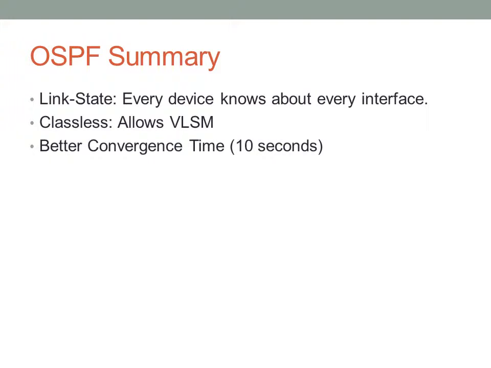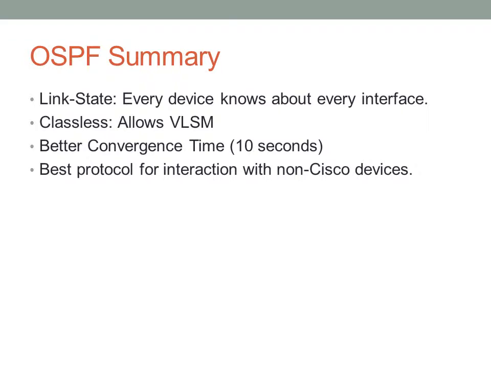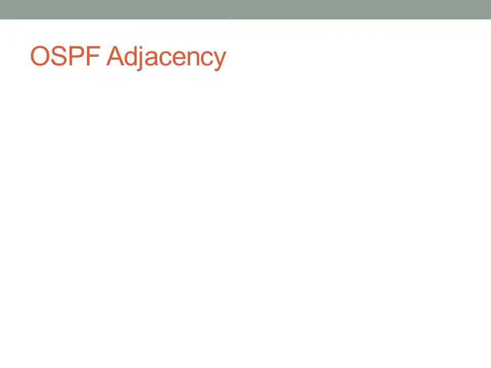It has a really good convergence time, approximately 10 seconds, and is probably the best protocol for interaction with non-Cisco devices. I say this because OSPF, of the two protocols that we talk about on the CCNA that are serious routing protocols, OSPF is the only open source one. It's fairly widely known, it's fairly widely implemented, and while it's a little bit more CPU intensive, it's fairly robust. OSPF, as I mentioned, is fairly CPU intensive, and so OSPF didn't really take hold until we started seeing a little bit beefier router. Now, the first thing I'm going to talk about with OSPF is adjacency.